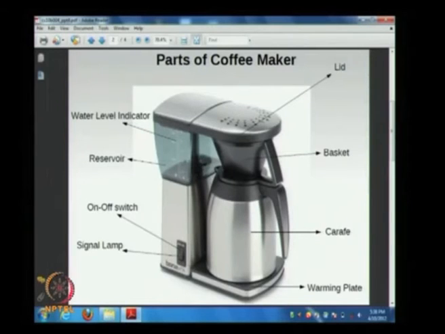Today, I would like to explain briefly the working of a coffee maker. These are some of the important parts of a coffee maker.